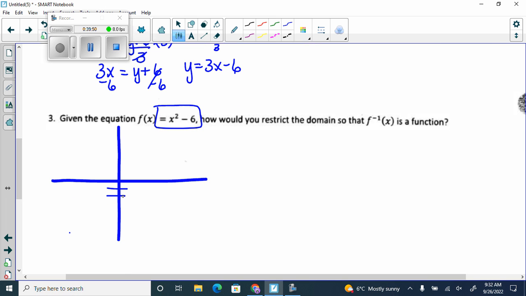Practice. 1, 2, 3, 4, 5, 6. It's here, here, here, and just something like this. I would need more coordinates. I'm just being lazy. All right.